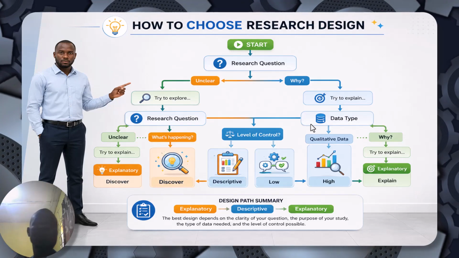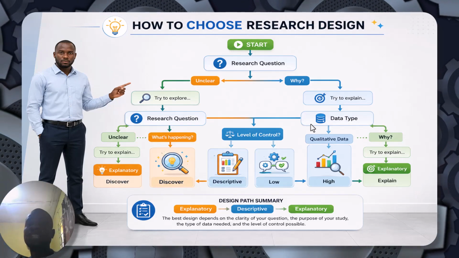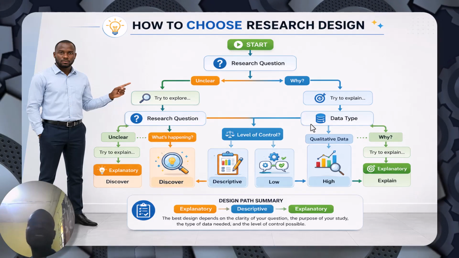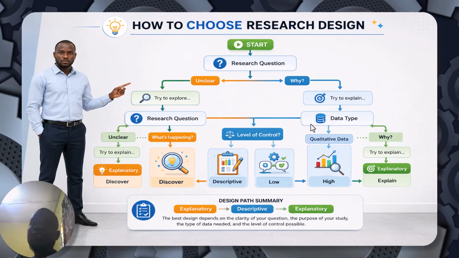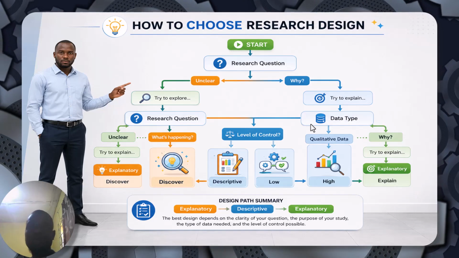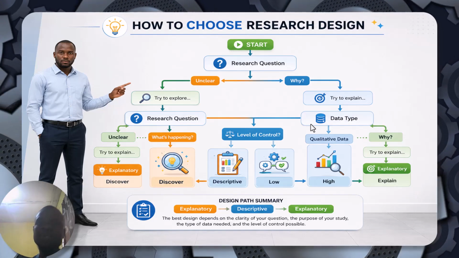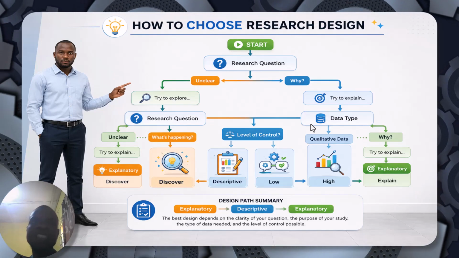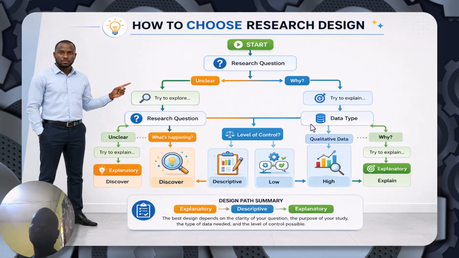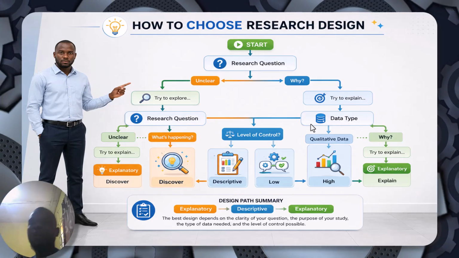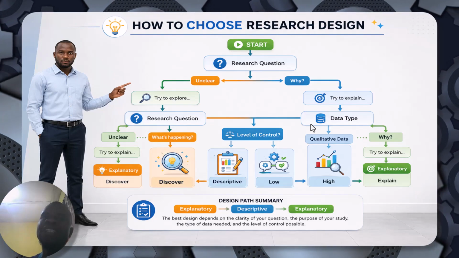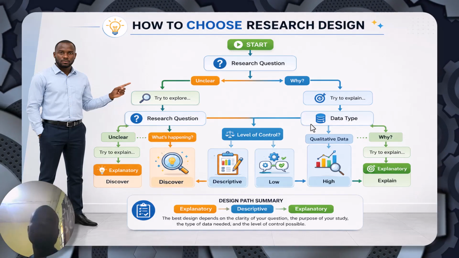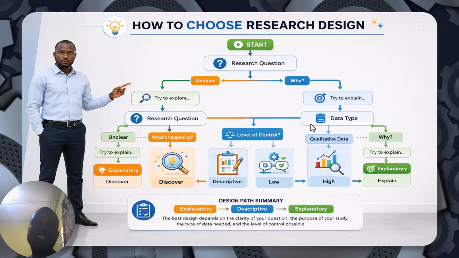Many researchers make common mistakes when choosing research designs. Some select a design that does not match their research question. Others confuse correlation with causation, assuming that a relationship automatically means one variable causes another. Some use complex designs when simpler ones would work better, while others ignore practical limitations such as time and data availability. Avoiding these mistakes can significantly improve the quality of your research.